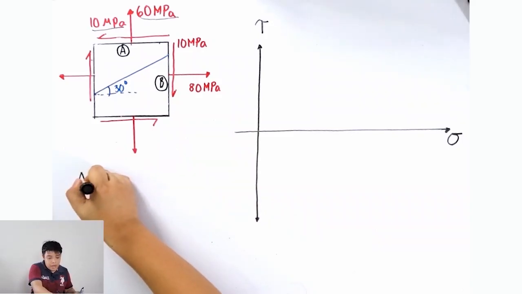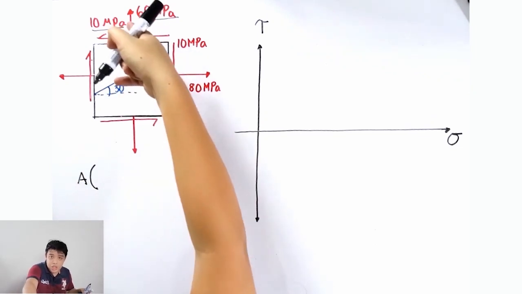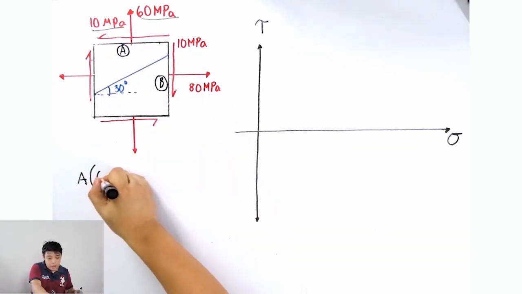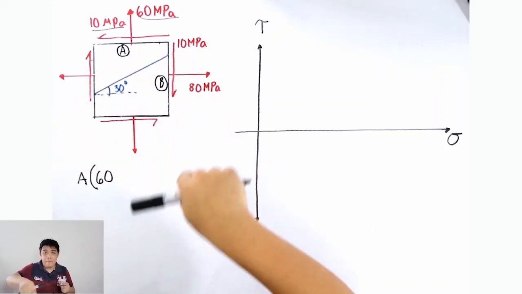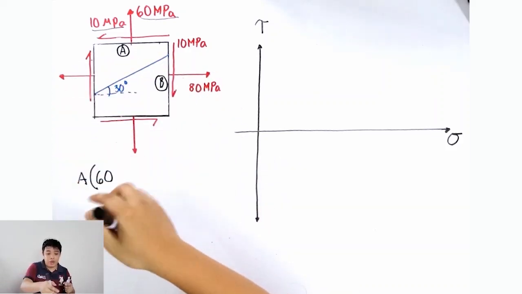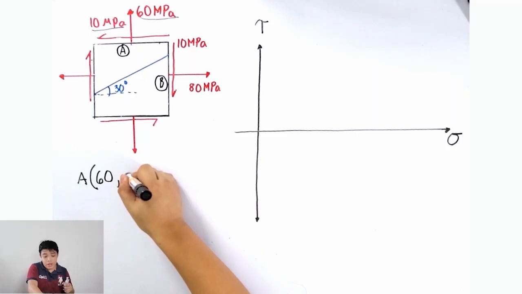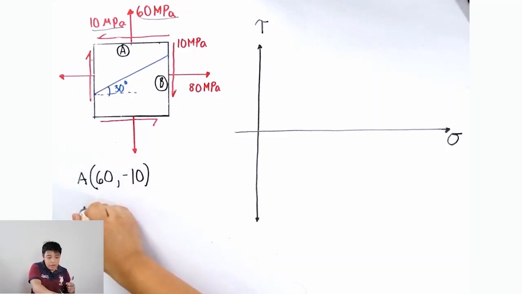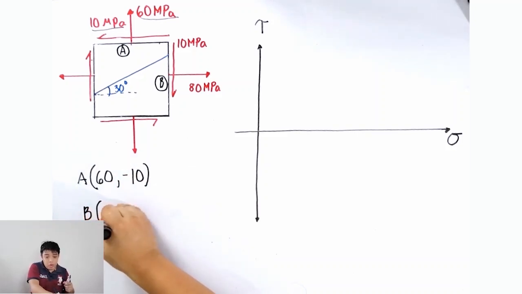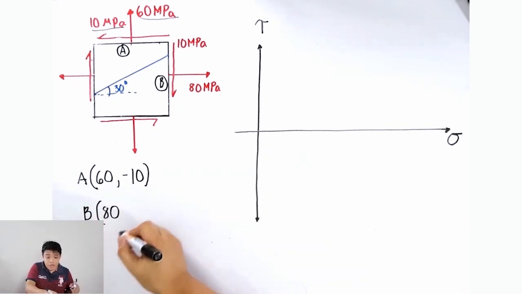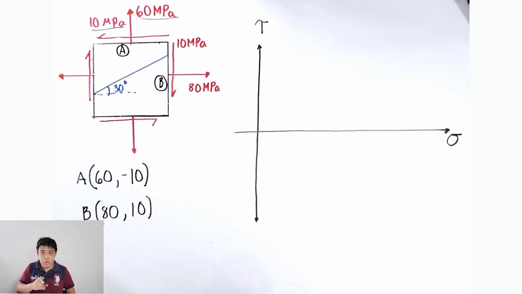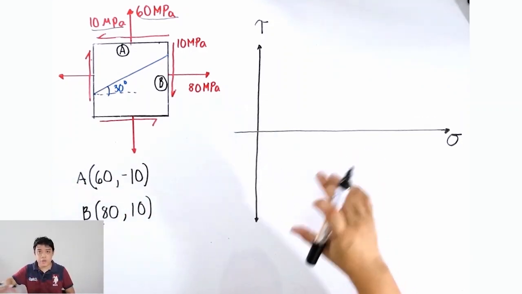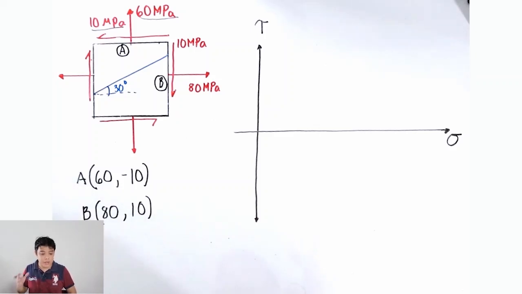For plane letter A, since this is tension, this is positive 60, and since this 10 megapascal tends to rotate the body counterclockwise, we're going to designate it as negative 10. And for letter B, of course, since that is also tension, we're going to put 80 as your x coordinate, and this one is positive 10. You're going to plot these coordinates on this coordinate system, the way you do it in analytic geometry, as simple as that.